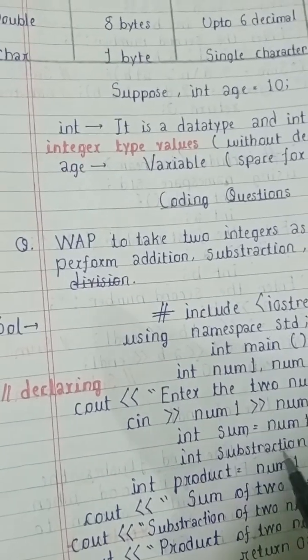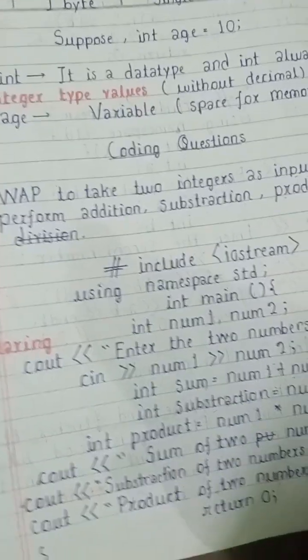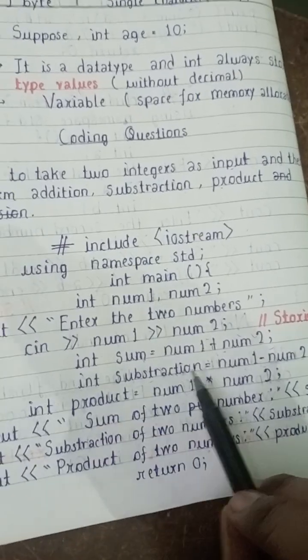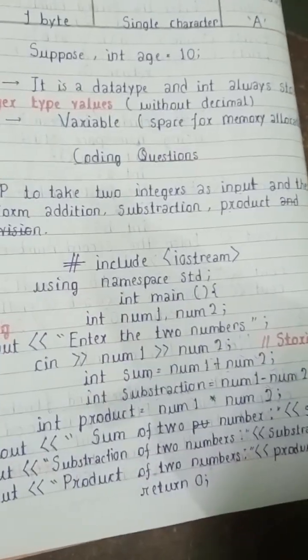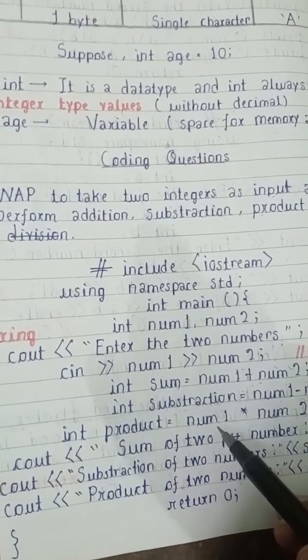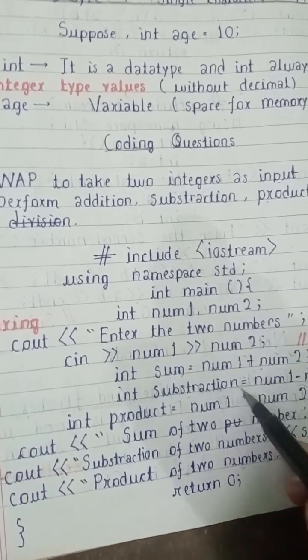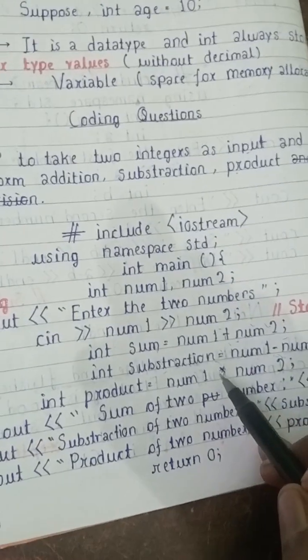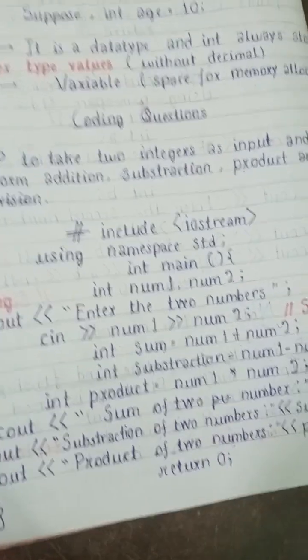In subtraction we will declare a variable. We will write num1 and do the difference with num2, that is, num1 minus num2. Then we will declare another variable, which is int product equal to num1 times num2. The asterisk sign in C++ denotes the product of the two numbers. Okay.